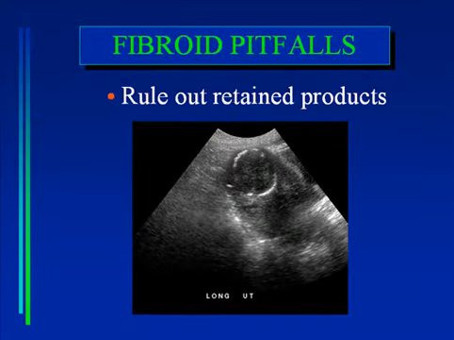Where this can be potentially problematic, though, is in the patient who's had a recent miscarriage or an abortion and is referred to rule out retained products. Because as in this case, the initial impression can be, oh my God, they left the fetal head. However, this is simply a rim calcified fibroid, which is much, much more common than retained fetal head following a miscarriage or an abortion.